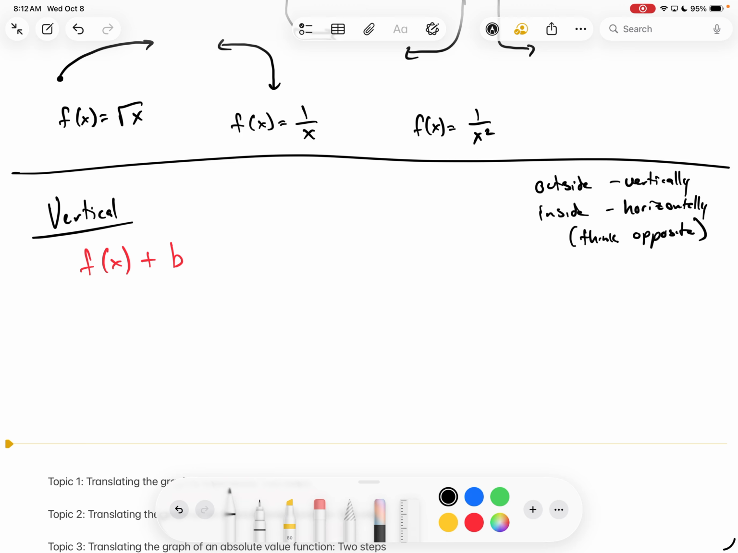All right, so vertical is going to do something on the outside. It's going to mess with the y values. If you add something on the outside, it is going to make it go up by 2. It's going to shift it up by 2. You can look at the points: if you have the point x, y, it is actually going to add 2 to the y value.